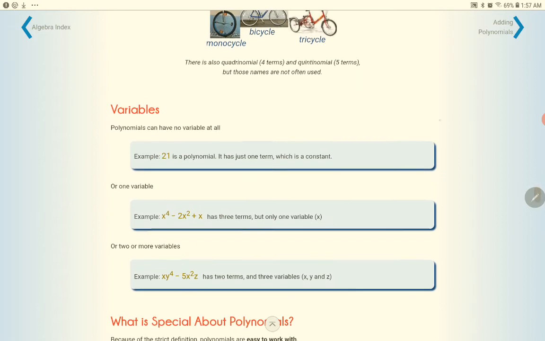All right, it is also possible to have no variable at all. We talked about that above: a constant is a polynomial, and it just has one term, so that is a polynomial with degree 0. You can have one variable and many terms. This example has 3 terms and one variable, x. Or you can have many more variables. In this example, we have 2xyz, 3 variables in 2 terms, and that is a polynomial.